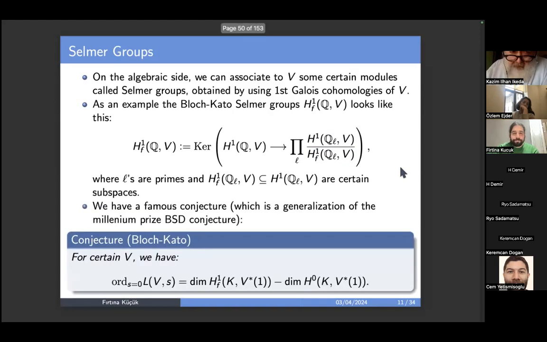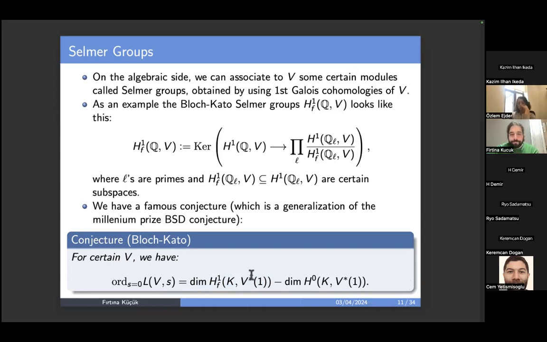And we have a famous conjecture, the Bloch-Kato conjecture, which is a generalization of the Millennium Prize BSD conjecture. For certain V we have this equality, where this is the order of vanishing at s equals zero of the L-function. And here we see the dimension of the Bloch-Kato Selmer group minus the dimension of H^0. So the Bloch-Kato conjecture relates the analytic side of the picture to the algebraic side.